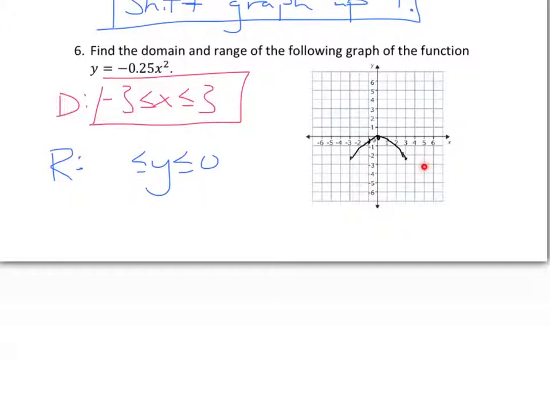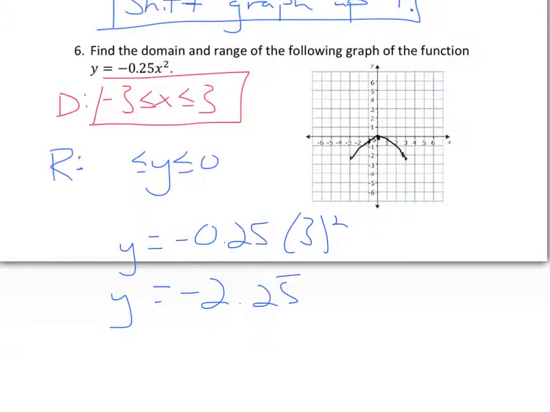So what we need to do is we need to plug in. We know that at 3 and negative 3, that's where our lowest points are. So we can just plug in 3 for x, y equals negative 0.25 times 3 squared. And when you calculate that out, you're going to get y equals negative 2.25. Okay, so this low part is going to be negative 2.25. And that's the domain, and that's the range. That's it.